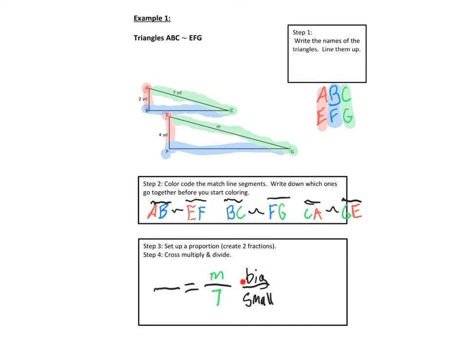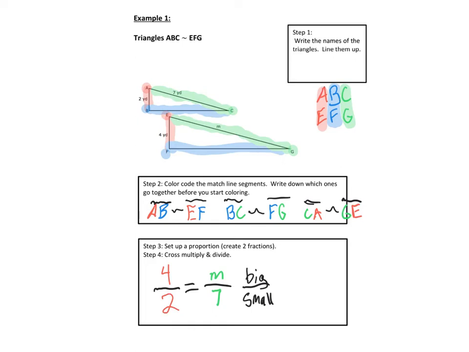So we look over what we just wrote, the big and small. So let's do the top one first. That's the big triangle. So we go up to the big triangle, which is here. The side we want is the red E to F, which is 4. So we're going to write 4 in red on the top. Then we're going to put the small, which is 2, right under it.